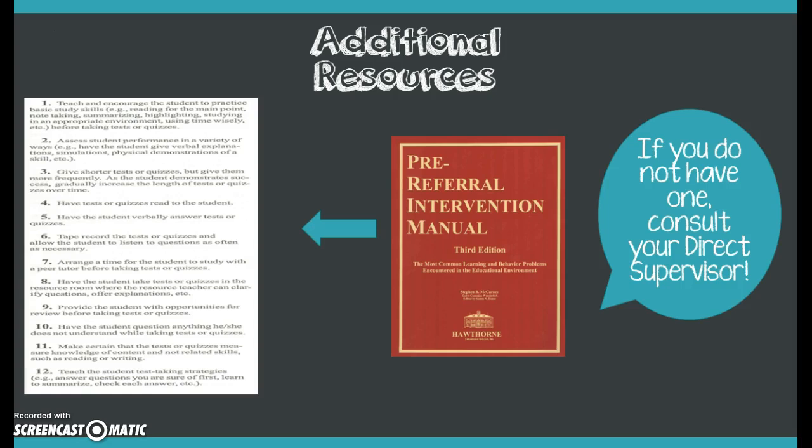As far as additional resources are concerned, most of us who've been here for a little while were given the pre-referral intervention manual. This manual provides a ton of interventions for students, and they're all organized by need and skill set, which is wonderful. You can see on the left-hand side, I've taken a snip from this book related to students that do not test well. And you can see that there are a couple different strategies, two specifically that I gave you as examples in the previous slide. If you do not have the PRIM, you can consult your direct supervisor.